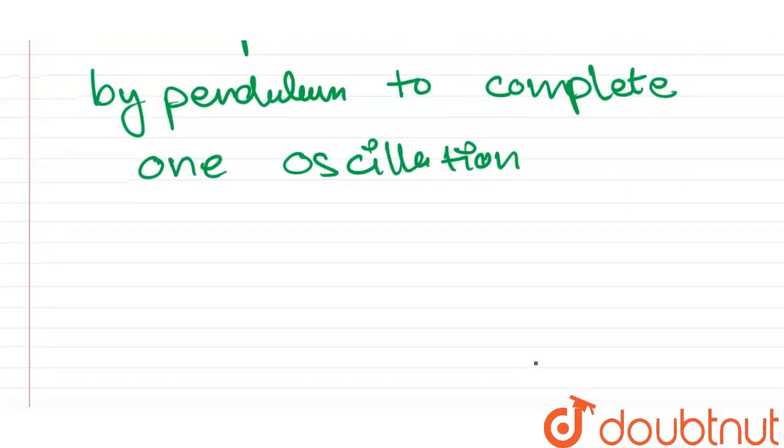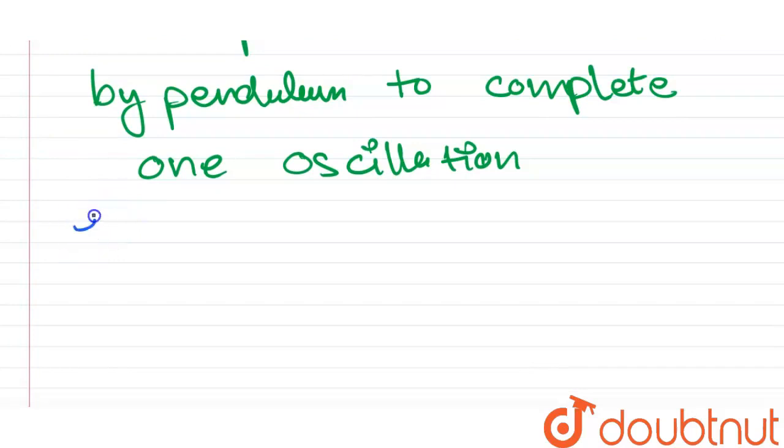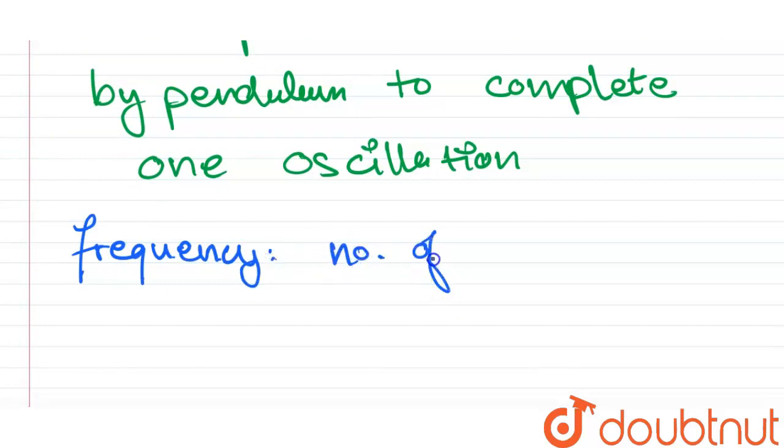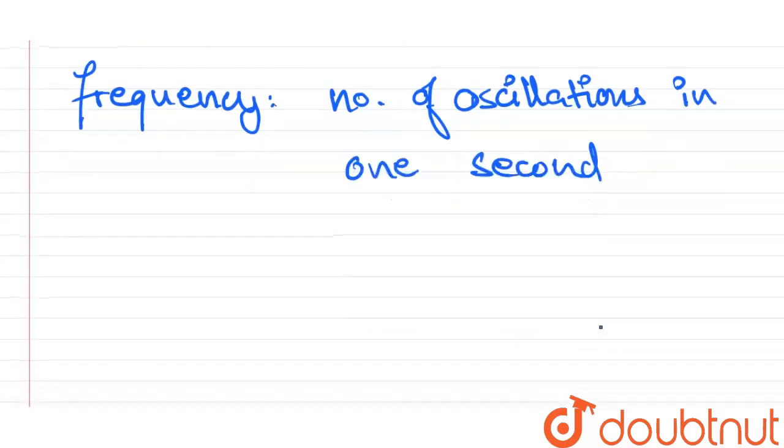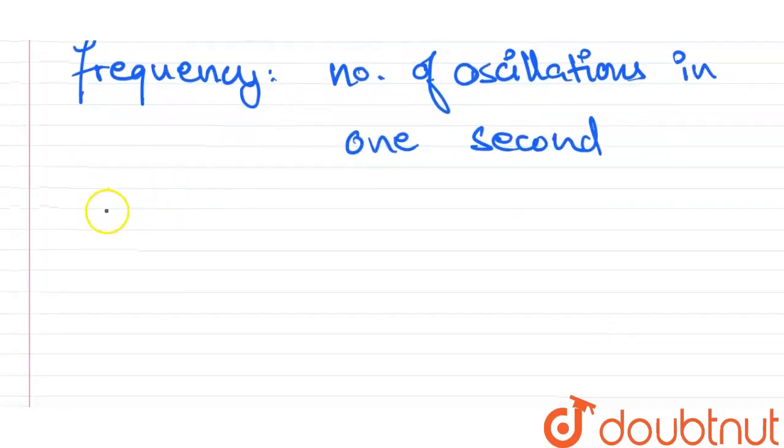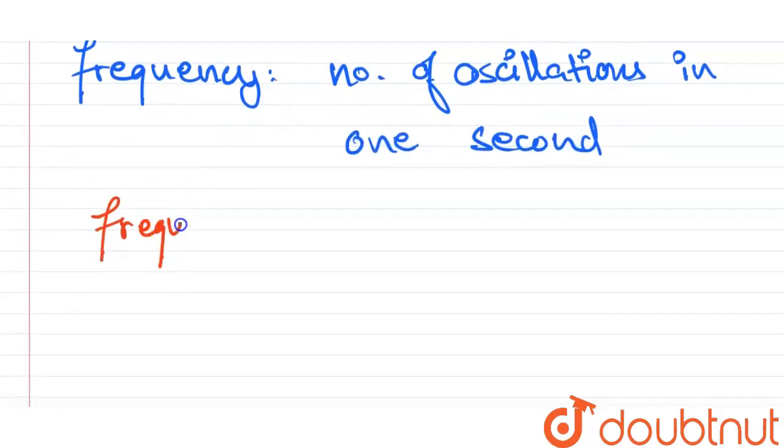What is frequency? Frequency is number of oscillations in 1 second. All right. And relation between time period and frequency is equal to 1 upon time period.